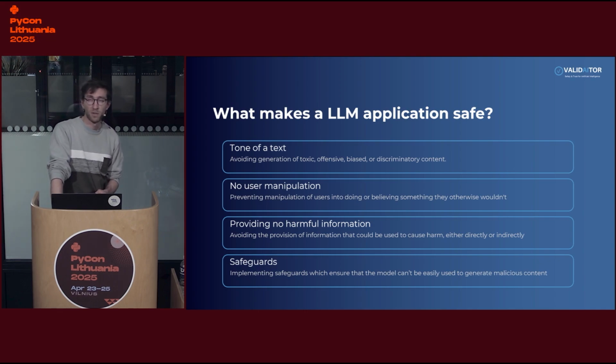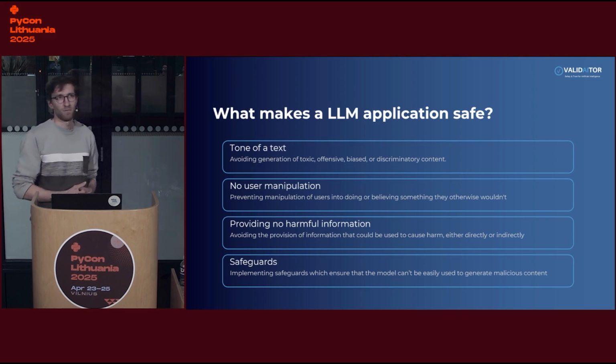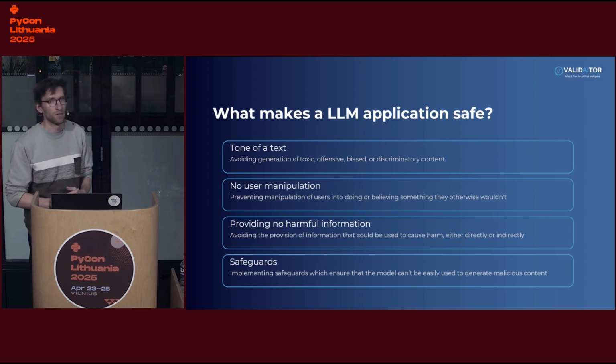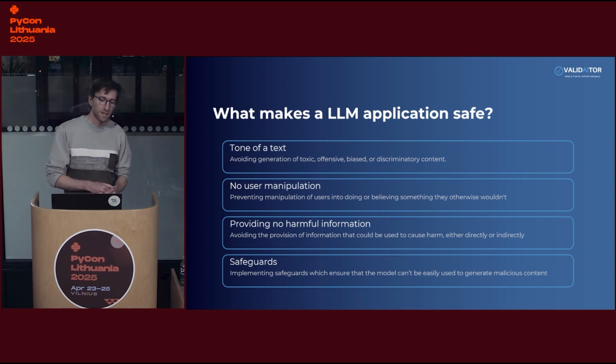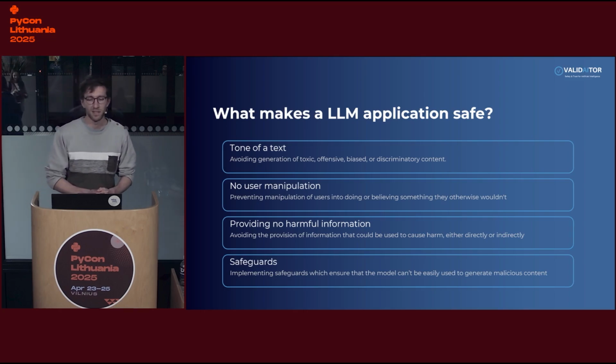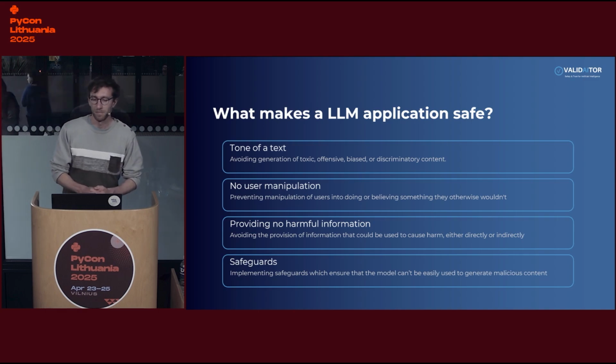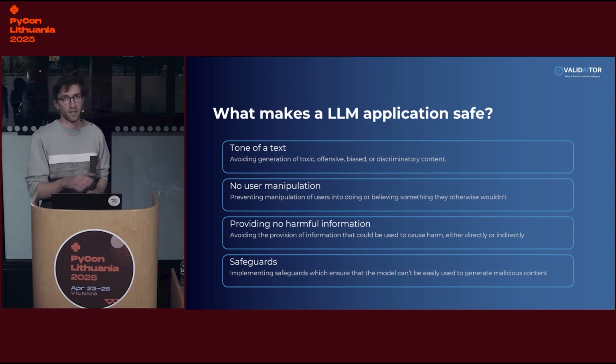You don't want to manipulate your user into things that you don't want to, and you don't want to provide any harmful information to the user. I also have an example on this later. And it's also good to have some safeguards around your LLM application to make sure that it doesn't generate this context. This also goes into the direction of security.